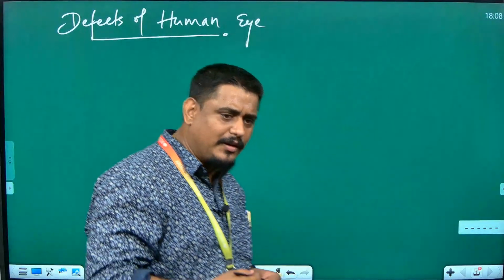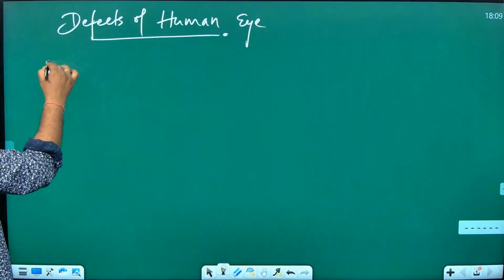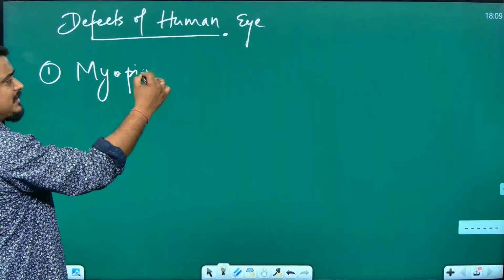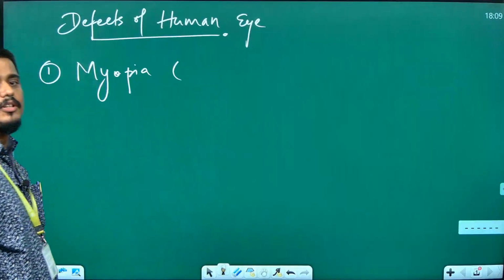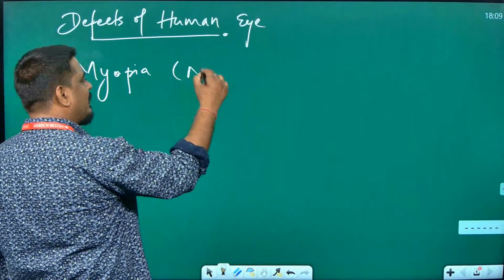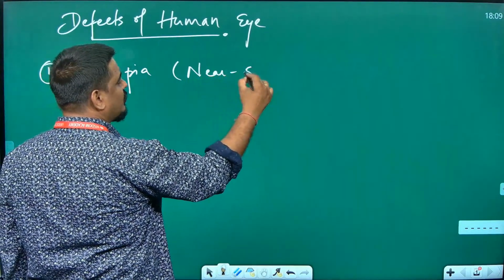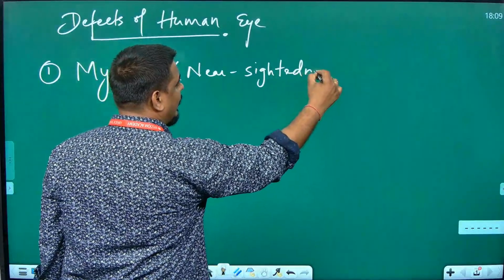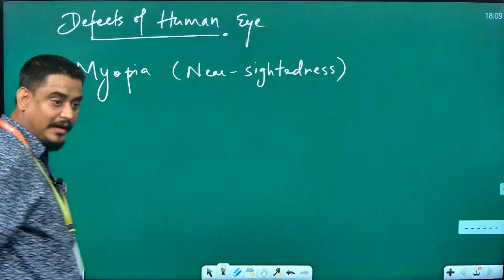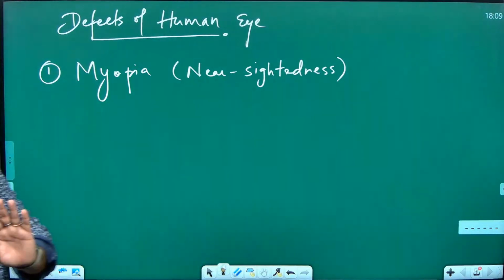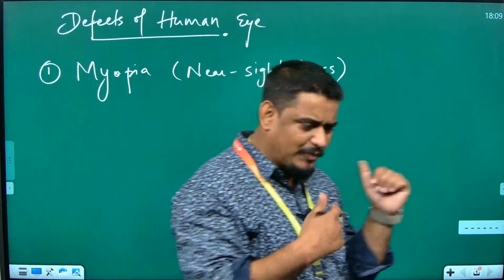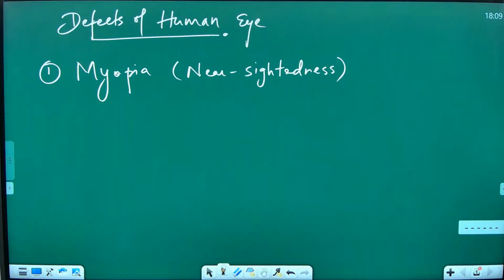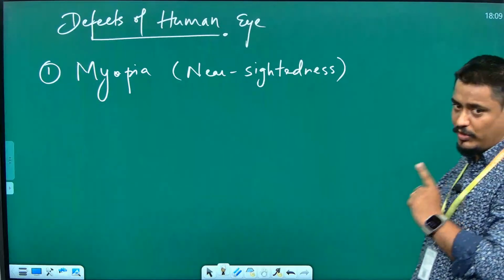We will start one by one, and the first defect we are going to talk about today is myopia. Myopia is also called near or short, whatever you want to call it, nearsightedness or short-sightedness. Now, I will give time for writing. Listen to me, understand. Last time I just gave an intro, today I am going to teach it. So, please pay attention to how this kind of defect takes place and how to rectify it. It is important for the school examination.